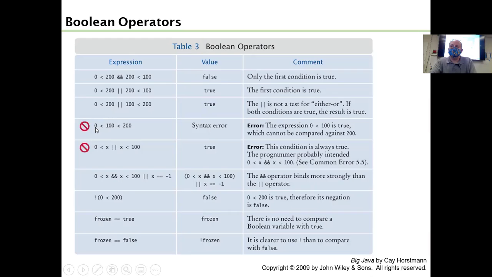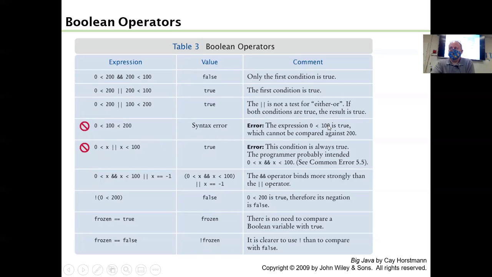They say if 0 is less than 100 is less than 200, like you would do in math class. If you're trying to find a range, you don't do it that way in programming land. The computer will not understand this and probably misinterpret it. It might compile, but it won't work the way you want. So that's the syntax error.